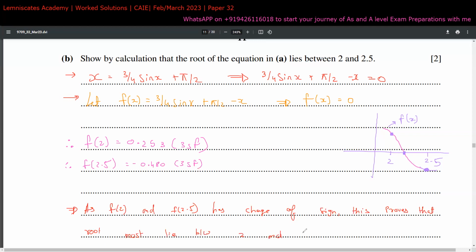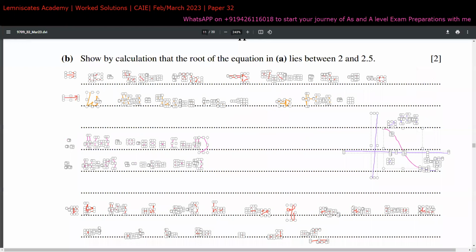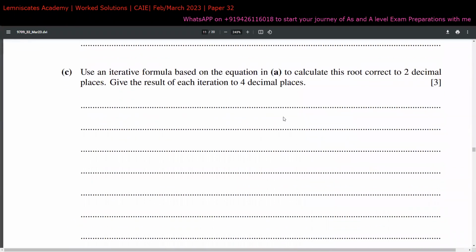Just write between in a proper way, but yeah, that's the way that you write your conclusion. So now this is the answer of part B of this particular question. Let's move ahead. Let's see if there is part C. Yes, there is part C.